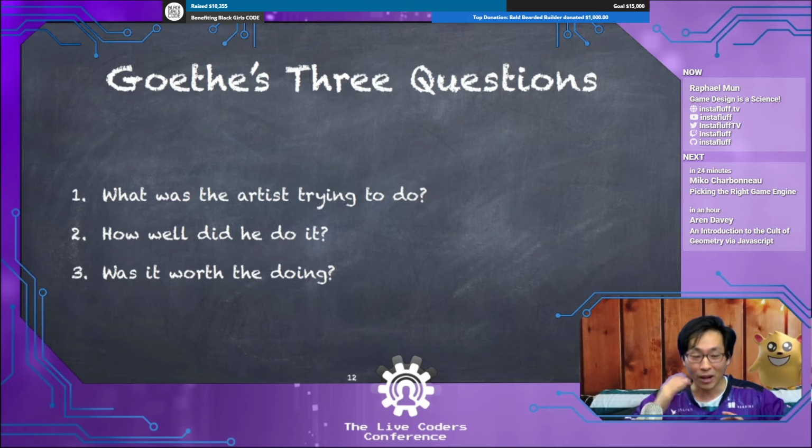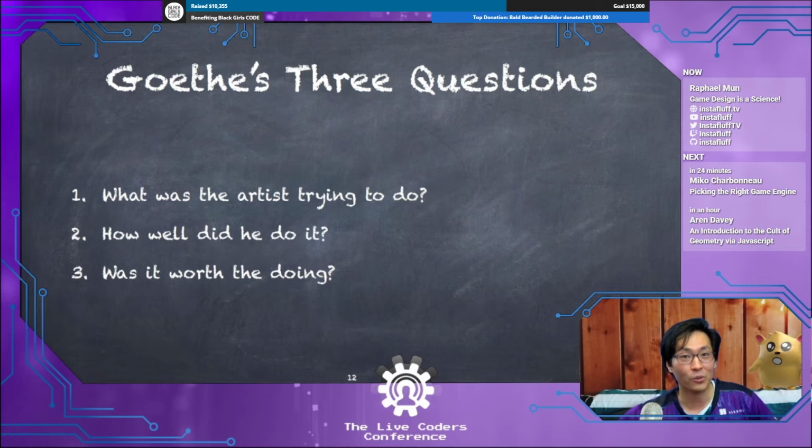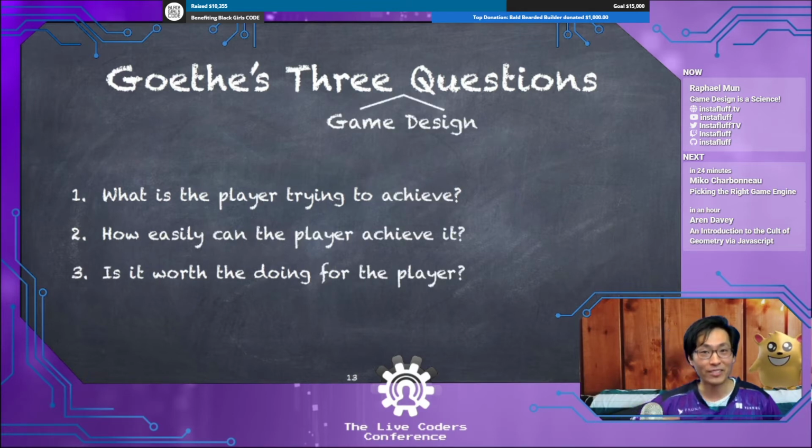And so what I'm going to do is to modify it, iterate a little bit, and propose the game design version of Goethe's 3 questions. Or at least, this is the way to think about it more in terms of the player. So it's not just about how well the game was designed, but how well the player will perceive it and be able to play through the game design. And so the game ultimately is all about the player, right? It's not about who designed it. We're trying to let the player experience the game.